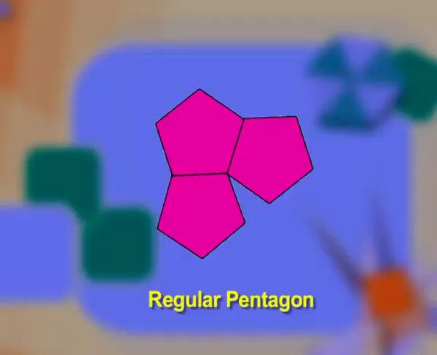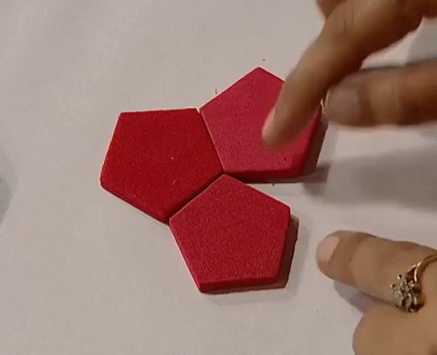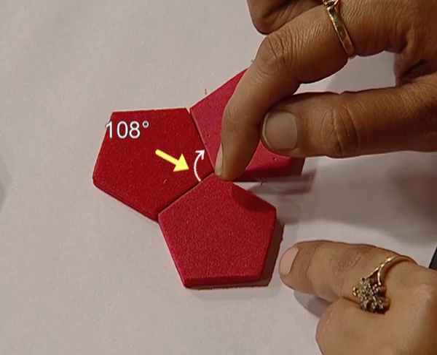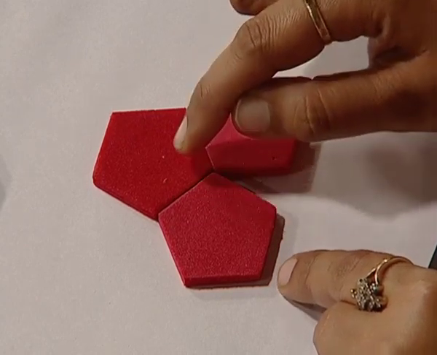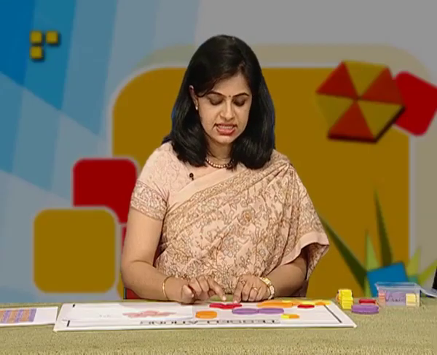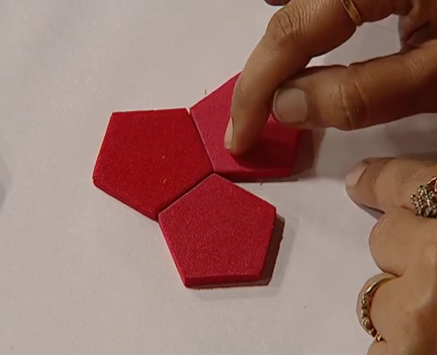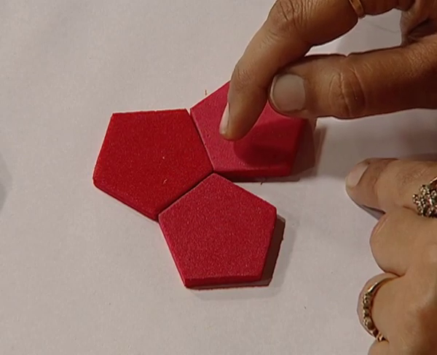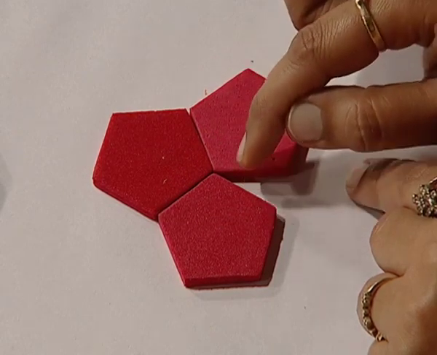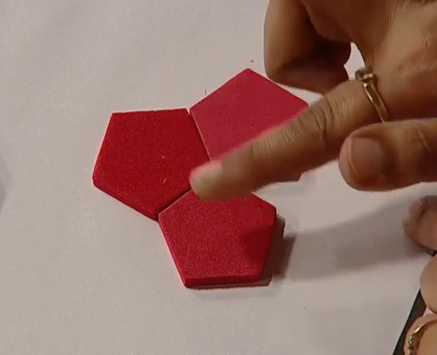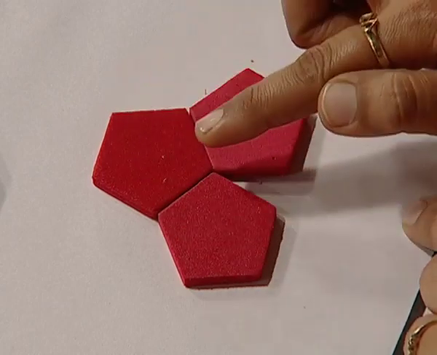Now, let us see what happens in the case of regular pentagons. The interior angle for a regular pentagon is known to be 108 degrees. Now, 108 is not a complete factor of 360. As a result, when I place 3 pentagons, the resulting angle is 108 times 3, which is equal to 324 degrees. As a result, this remaining angle is the resulting gap, which is preventing this pattern from being a tessellation.